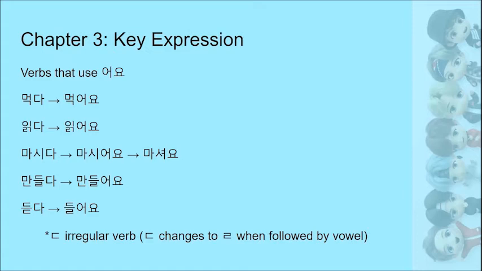And when you conjugate a digeut irregular verb, that digeut consonant changes to a rieul consonant. So that's what I've illustrated here on the slide. Because it's being followed by a vowel, it changes to a rieul consonant. So we have 듣다, we cut off the da, and we're left just with a syllable that's 듣. So if we put 어요 to transform this to the present tense conjugation, that digeut in the bottom is going to turn into a rieul. So we end up with a word that is pronounced and spelled as 들어요.